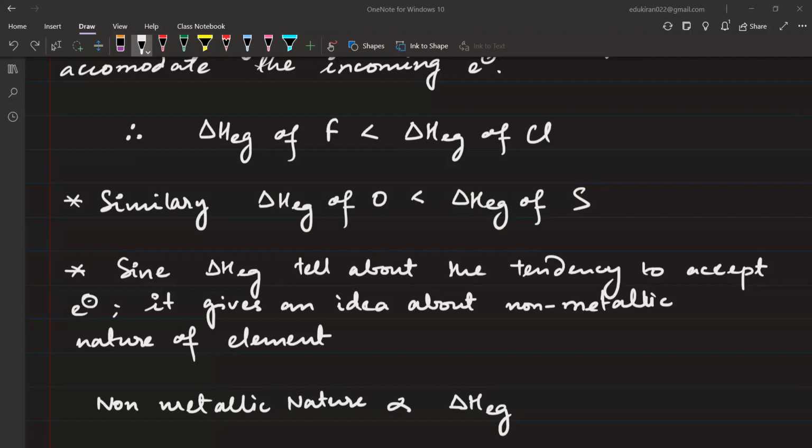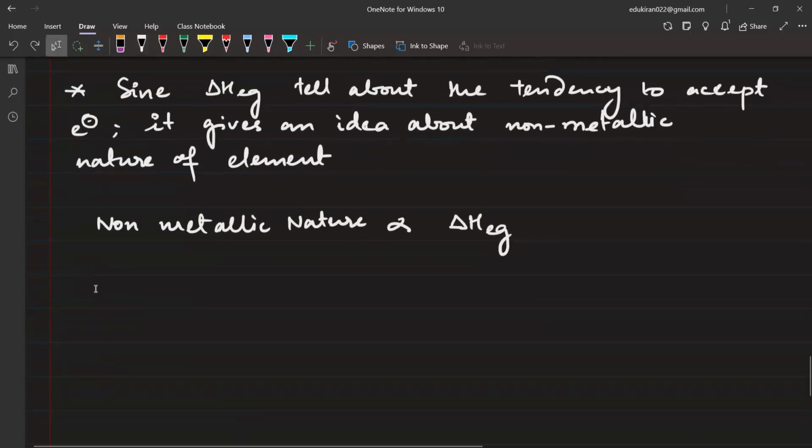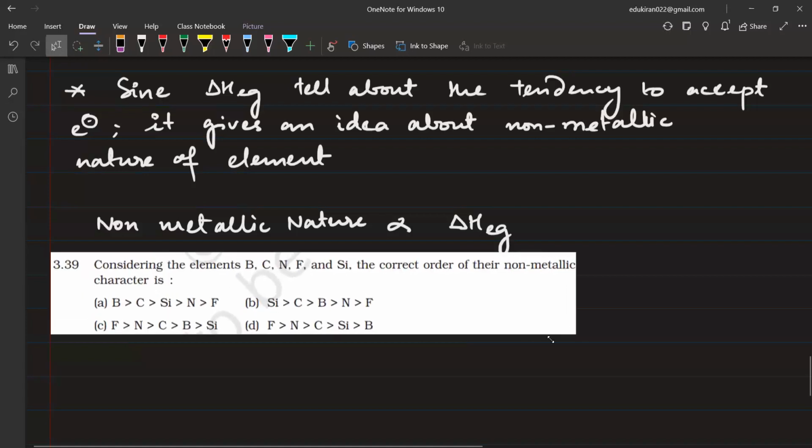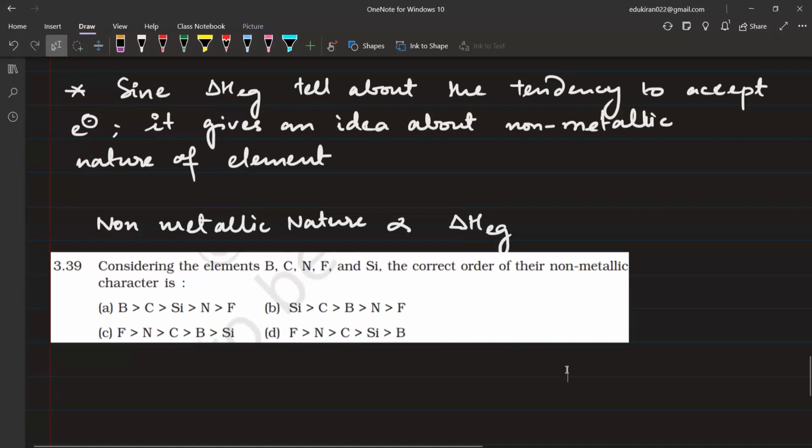Got this? Yes or no, please tell me. Now see, we have a question. Please write this down. Consider the elements boron, carbon, nitrogen, fluorine, and silicon. The correct order of their non-metallic character is. So we'll try to compare the delta Heg, thinking in terms of period and group.